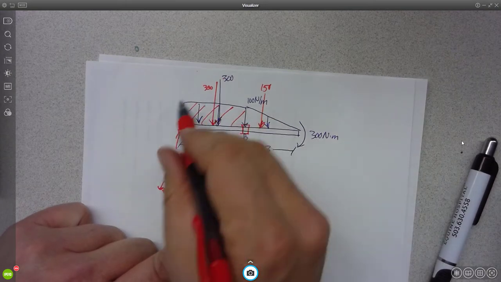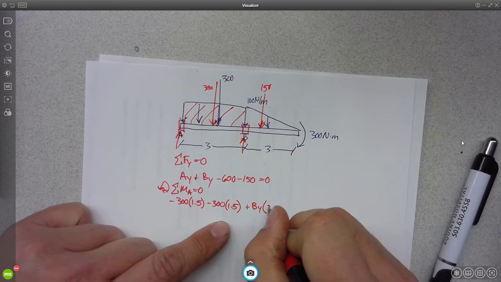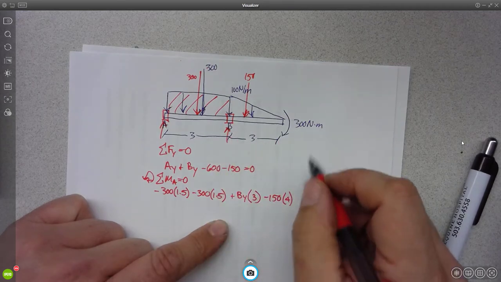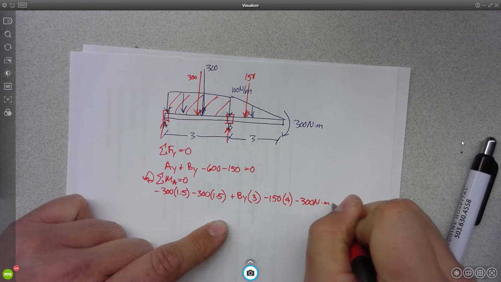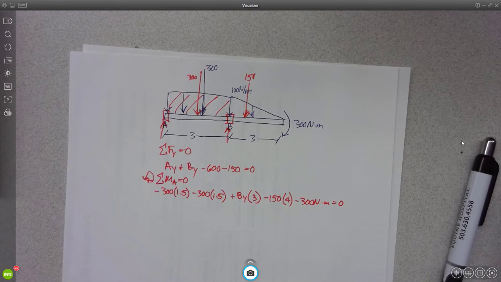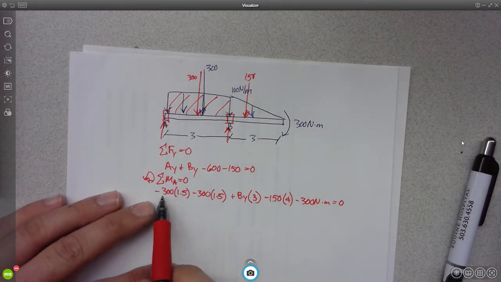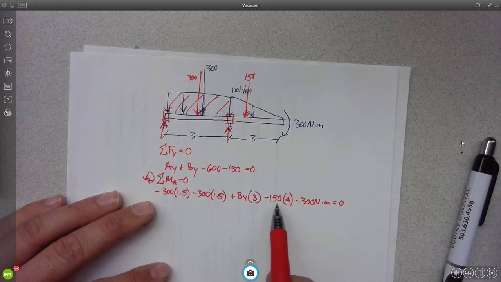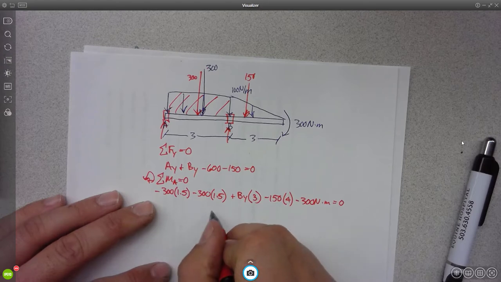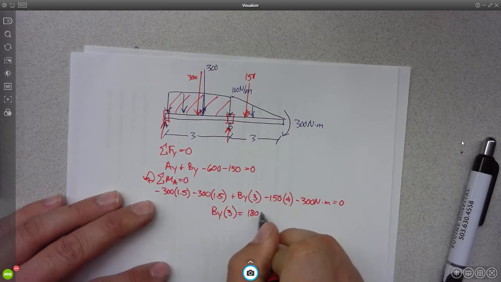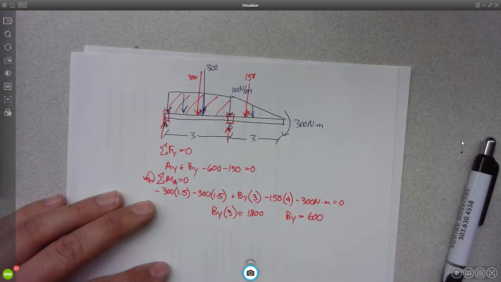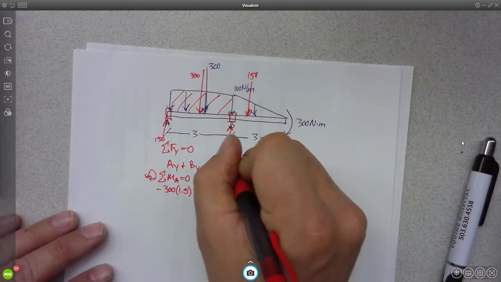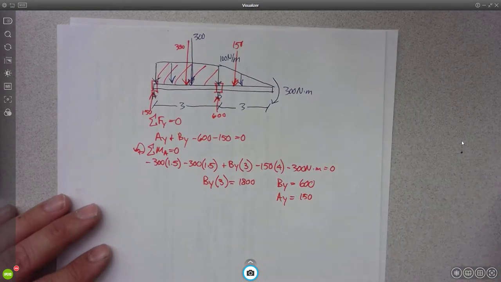So that would be, well, I'll keep going left to right. So plus BY times 3, minus 150 times 4, because it's 1/3, 2/3, minus 300 Newton meters equals 0. So let's see, 300 times 1.5 is going to give me 450, and 450 would be negative 900, negative 1500, negative 1800. So BY times 3 is equal to 1800, or BY is equal to 600. That means that AY is equal to 150. All right. So I know 150, 600, and I can do my shear and moment diagrams now.